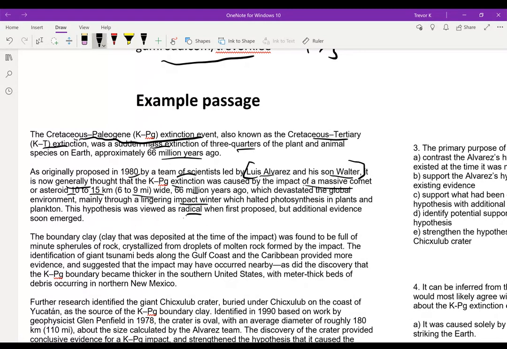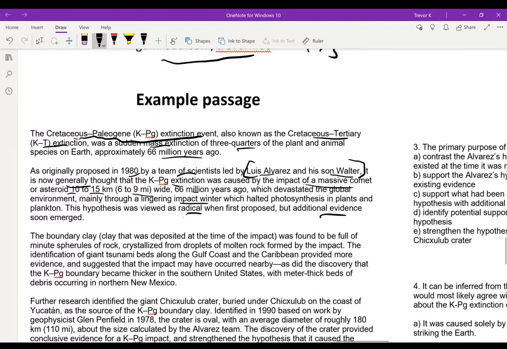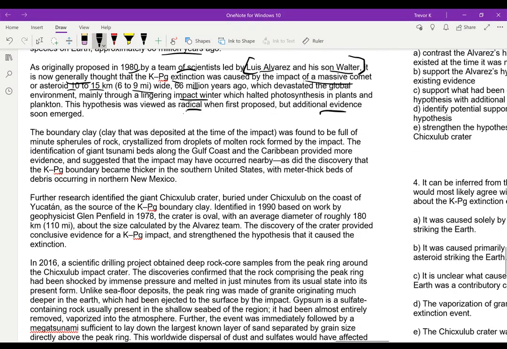And this hypothesis was radical when first proposed, but additional evidence soon emerged. Okay, so this is something which should be a clue here, right? Additional evidence soon emerged. I'm going to get an idea of the evidence that supports that the KPG extinction was caused by the impact of a massive comet or asteroid. All right, let's keep going here. So I've got the first two paragraphs, now third paragraph. The boundary clay is found to be full of minute spherules of rock, crystallized from molten droplets of rock formed by the impact.